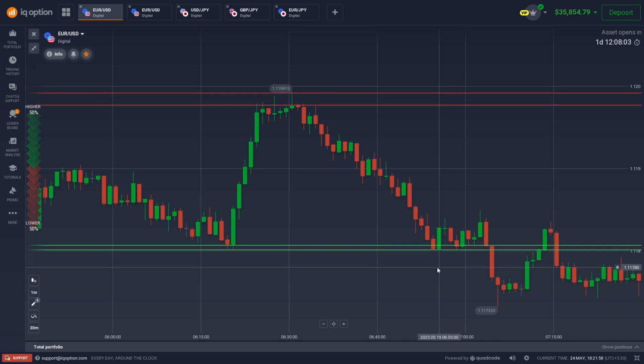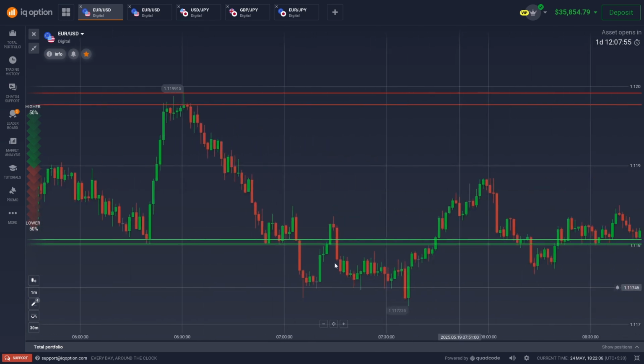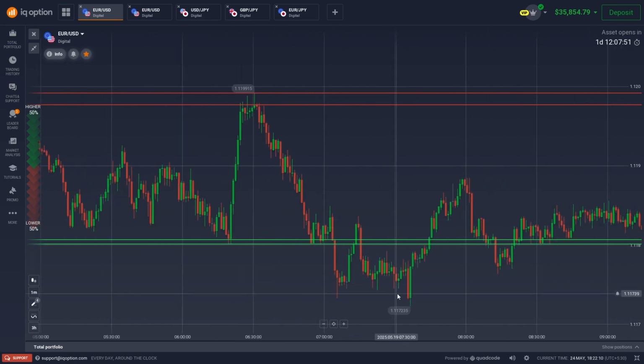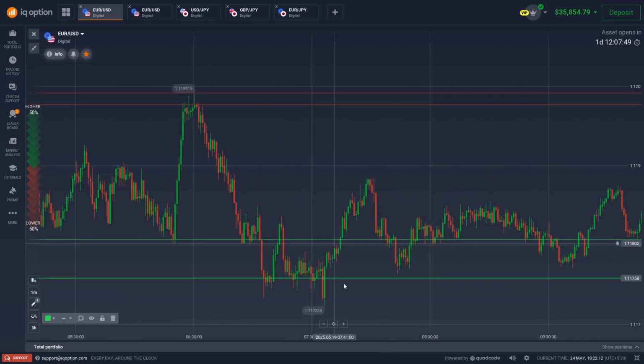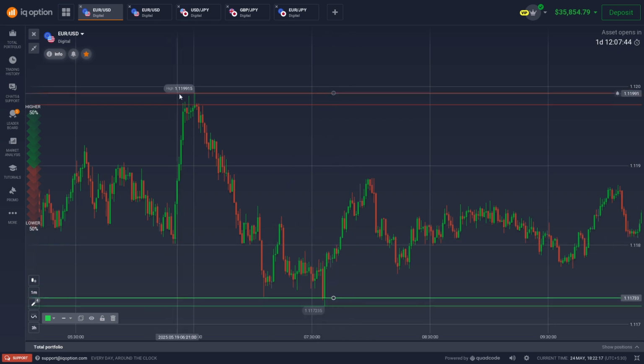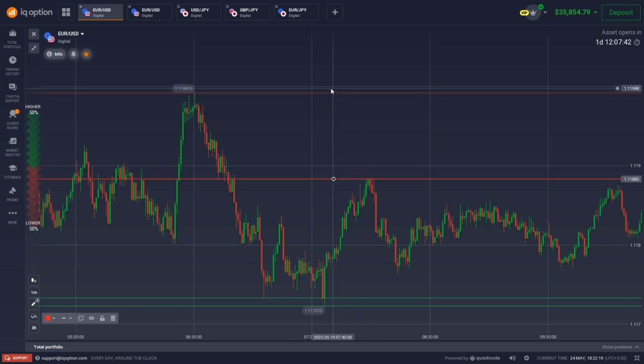But we are targeting 1 minute expiry only. Remember that this strategy is strictly based for 1 minute expiry. Do not use it on a bigger time frame. And here you can see that now we have this recent support level. This is far, so let's switch to this particular level.